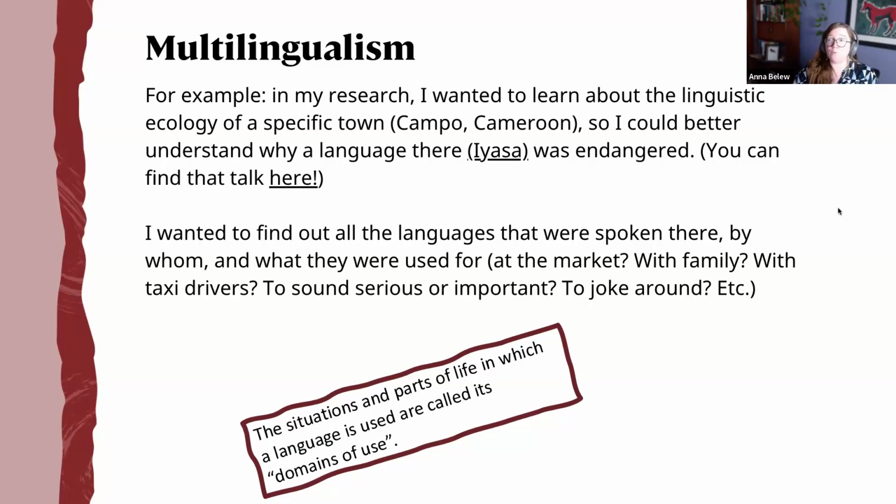What language would you start out with when you talk to a taxi driver, right? What language do you use if you want to sound really important? What language do you use if you're just joking around? These are all questions about the linguistic ecology and people's daily lives. And a useful piece of terminology: the situations and the parts of life that a language is used in are called its domains of use. When you are reading academic writing about language endangerment, you'll hear a lot about domains of use.